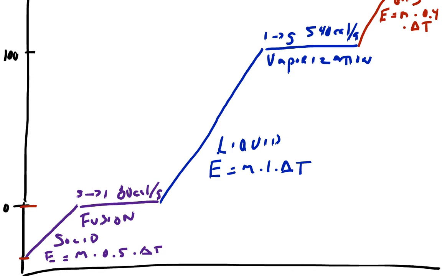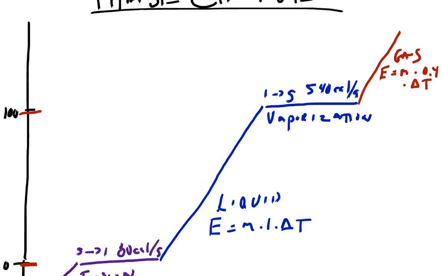In the liquid phase, energy equals mass times 1, which is the specific heat of water, times change in temperature. And remember, the change in temperature goes from 0 to 100 in the liquid phase. Once it's at 100, it starts vaporizing, or changing state from a liquid to a gas. And it takes 500 calories per gram to do that.